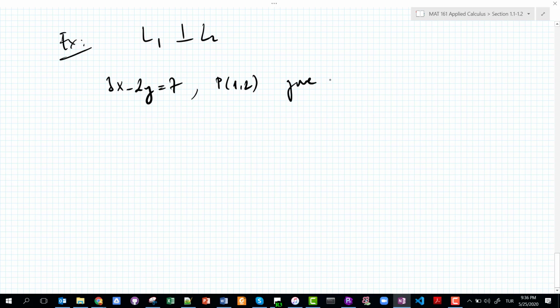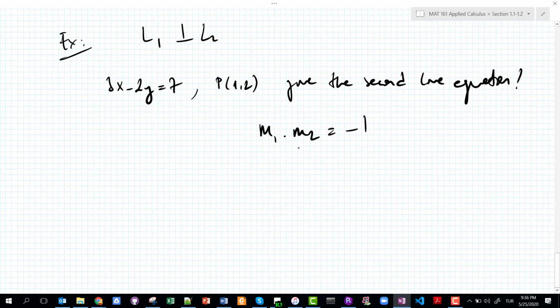Give the second line equation. Since the first line and the second line are perpendicular to each other, they should satisfy this relationship: m1 times m2 should be equal to -1. To get the second line's slope, I should find the first line's slope from this line equation. y would be equal to 3 over 2 x minus 7 over 2, and then m1 would be 3 over 2.